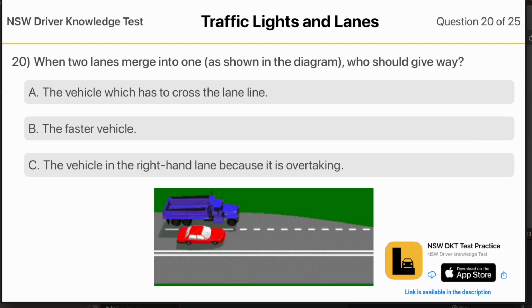When two lanes merge into one, as shown in the diagram, who should give way? The vehicle which has to cross the lane line. The faster vehicle. The vehicle in the right-hand lane because it is overtaking.